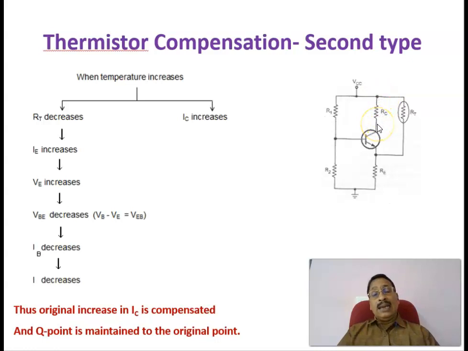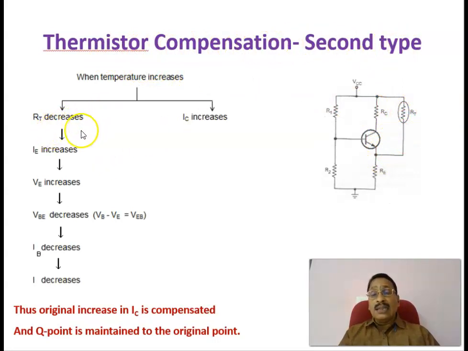Because, as we have already seen, IC equals beta IB plus 1 plus beta ICO. Though the temperature increases and ICO is doubled for every 10 degree rise, so 1 plus beta ICO is increasing, due to the reduction in IB, beta IB is reducing so that IC is kept constant. Therefore, you are keeping the operating point stable by connecting a thermistor between VCC and emitter. This is the second type of thermistor compensation.